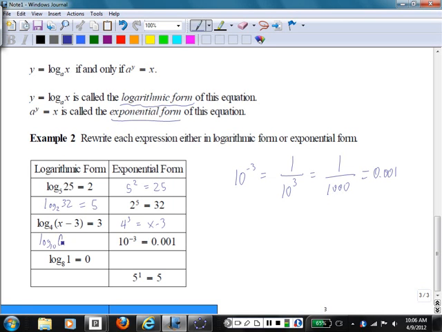Take the log of 1/1000th. And that's equal to the exponent, because logarithms are exponents. So log base 10 of 0.001 equals negative 3.